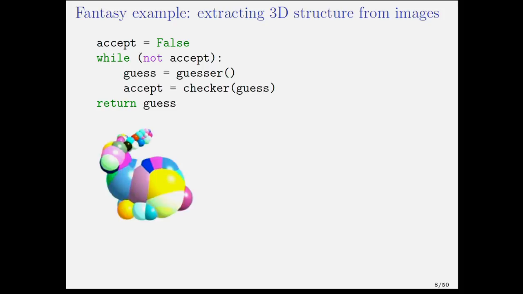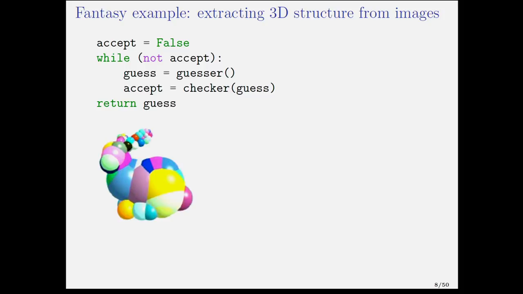So how could it be represented as a stochastic inference problem? Well, what would the guesser have to have? It would have to have some model of three-dimensional structure. So, for example, is the model of Dan? Yes. It's a model of three-dimensional structures, which includes Dan.